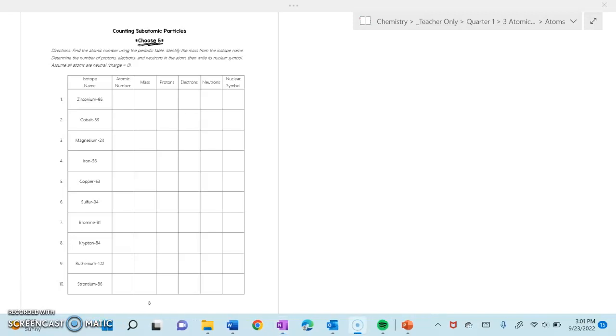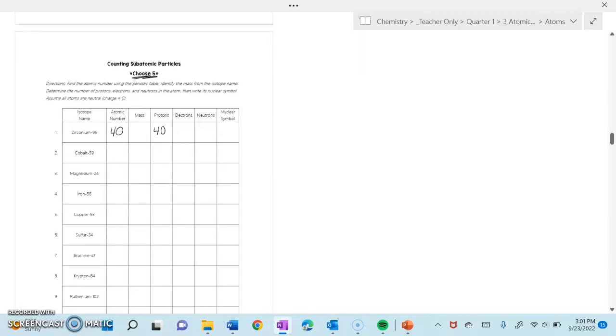All right, zirconium-96. If you do a little game of hide and seek on the periodic table, you'll find zirconium on number 40. Element square number 40 at the top. So that is telling us we have 40 protons. Now this one says identify the mass from the isotope name, determine the number of protons, electrons, and neutrons, then write its nuclear symbol, assume all atoms are neutral. If its charge is 0, that means protons minus electrons, they have to be the same number so that they subtract to equal 0. The mass on our isotope name is 96.